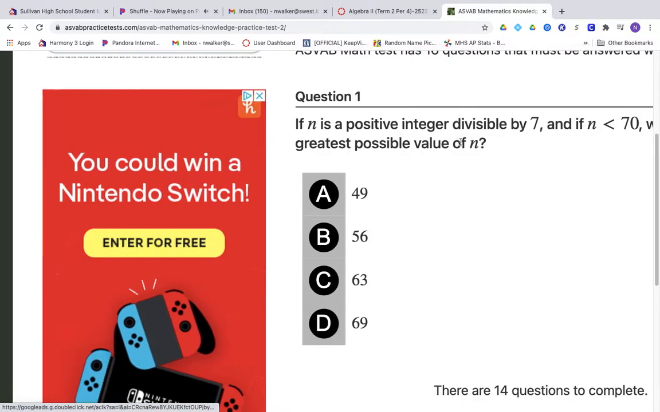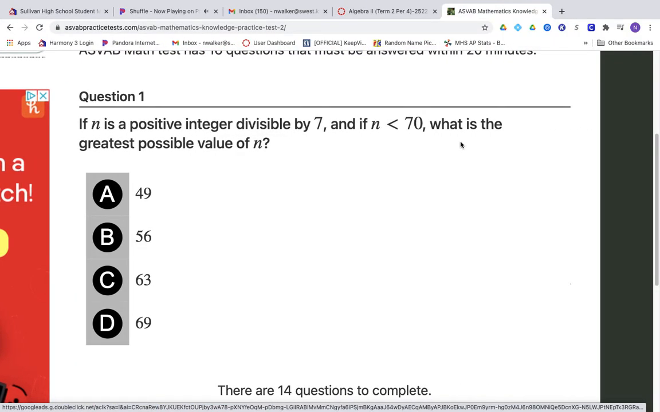It says if n is a positive integer and is divisible by 7, so first of all, are all of those numbers in the choices divisible by 7? Are there any of them we can take out? All right, we can take out 69. 49, 56, and 63 are all divisible by 7.